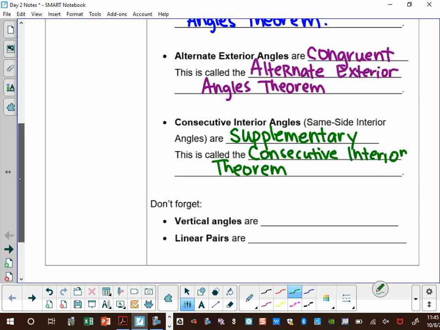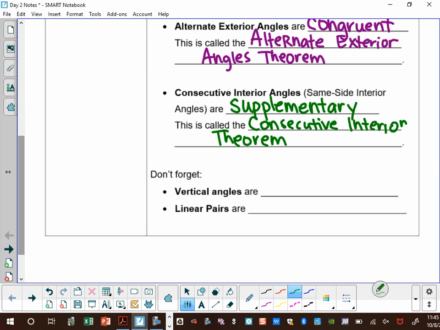All right, the last part we should know. Back to our vocabulary. Chris, vertical angles. Are they congruent or are they supplementary? Congruent. Good. Vertical angles are congruent. Vertical angles are directly across from each other. They're opposite each other. And linear pairs are supplementary. A linear pair means two angles on a straight angle and they equal 180. Okay?